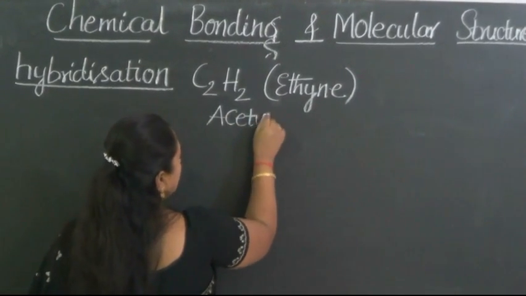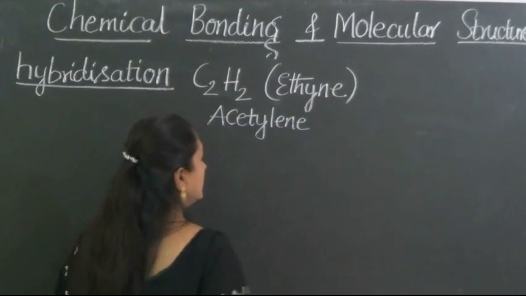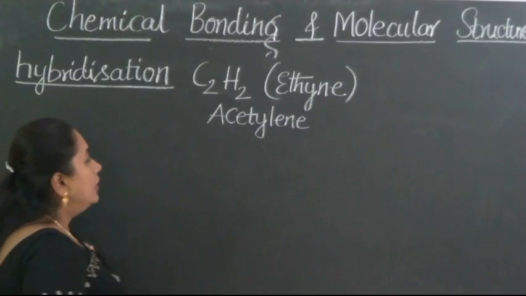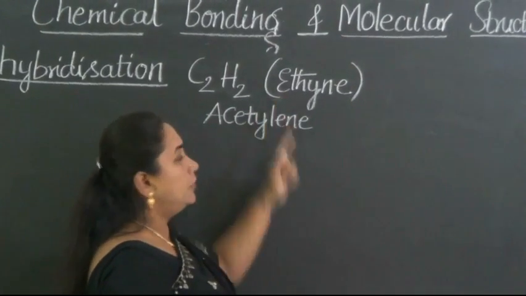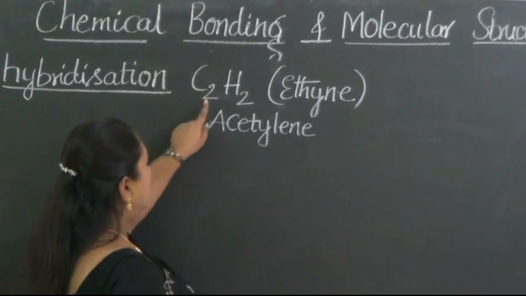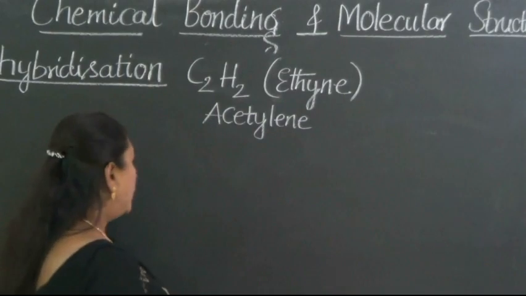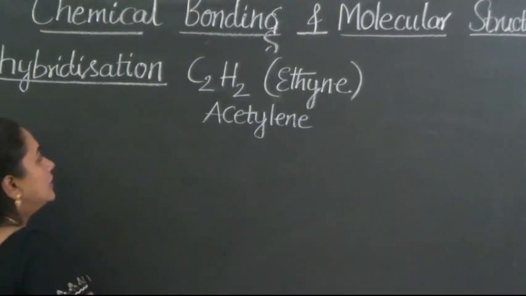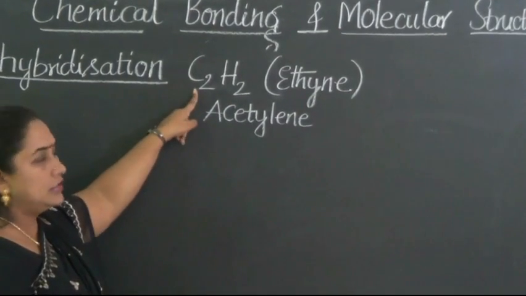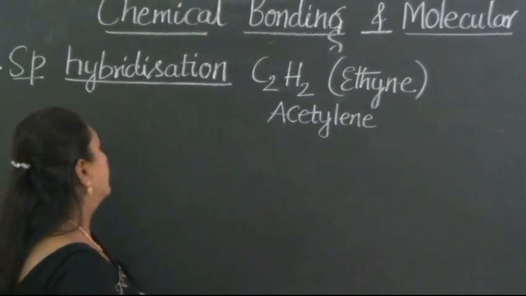Acetylene is the trivial nomenclature. Ethyne is its IUPAC nomenclature. Molecular formula of this molecule is C2H2. Let us see how this molecule is formed. This carbon atom in this case will undergo sp hybridization.